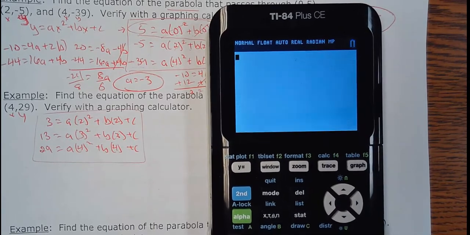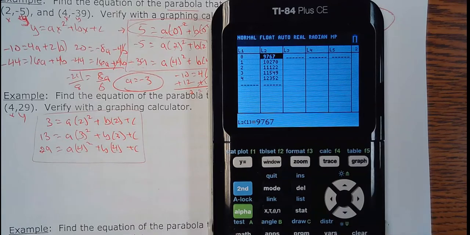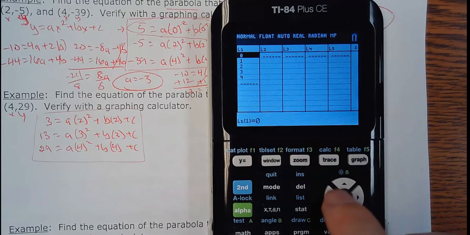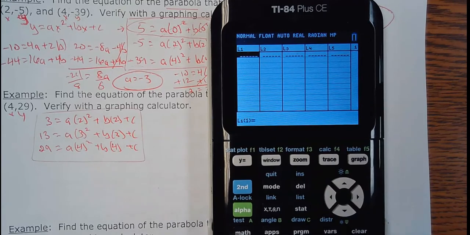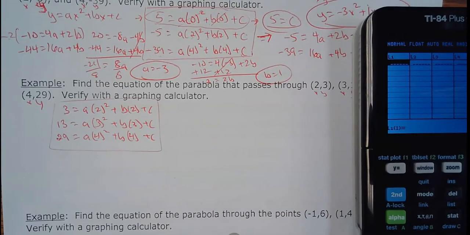I want to get this to where you can see the buttons I'm pushing too. So first, you may want to write these down. We want to put in some lists here. I want to put these points in as a list. So I'm going to push stat and then edit. So the first option, I'm going to hit enter. And let me clear these out. And my first list, I'm going to put all my x values in. So I'm going to put 2, 3, and 4.